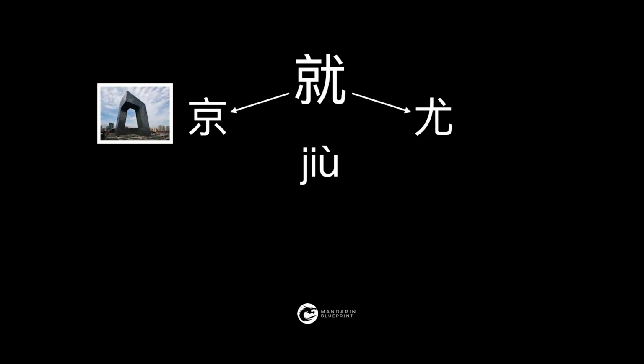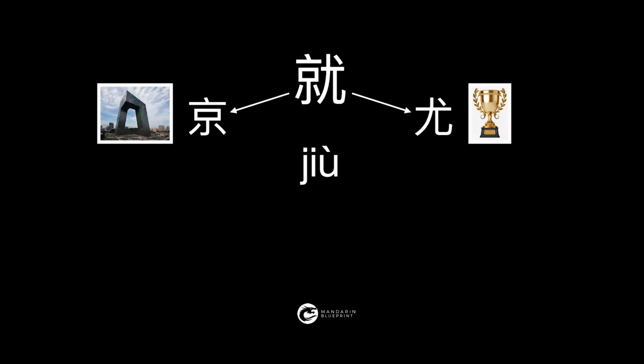So for me, when I want to come up with a visual representation of this component, I like to imagine that building. Now, the right side component is pronounced you, and it means excellent or outstanding. So I like to imagine a trophy. That's what somebody would get if they were having an excellent or outstanding performance. So we have two props to try to remember this character: the CCTV building to represent the left side component, and a trophy to represent the right side component.